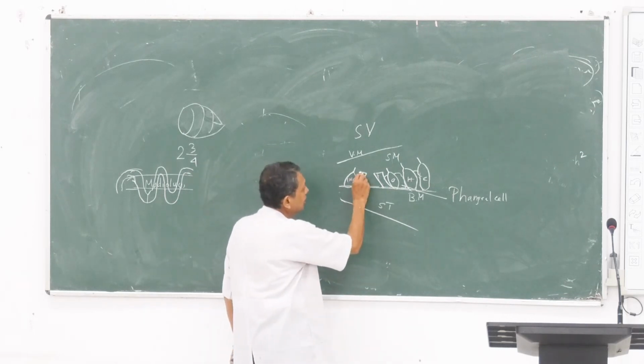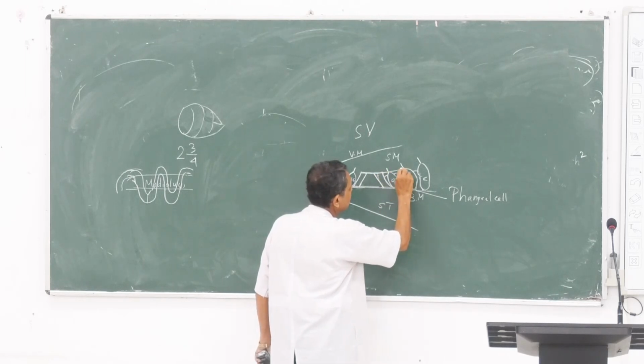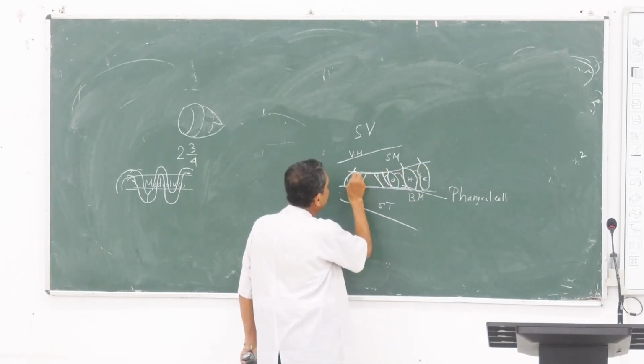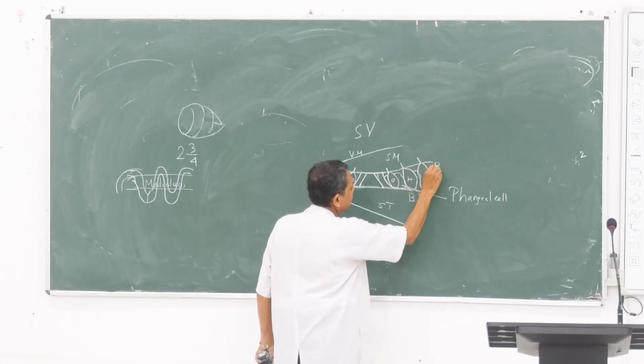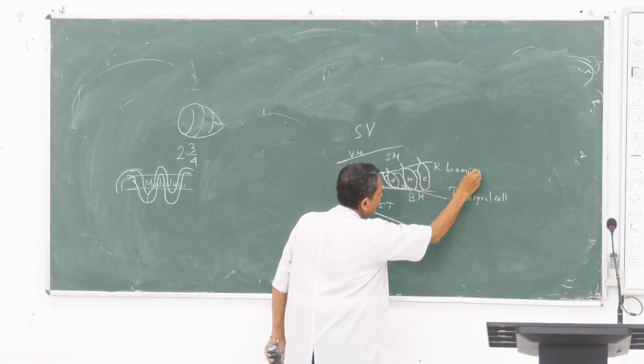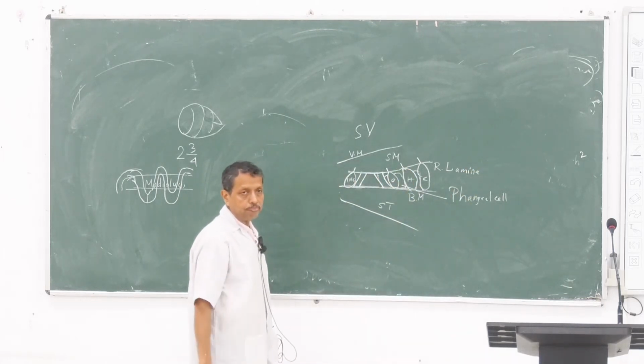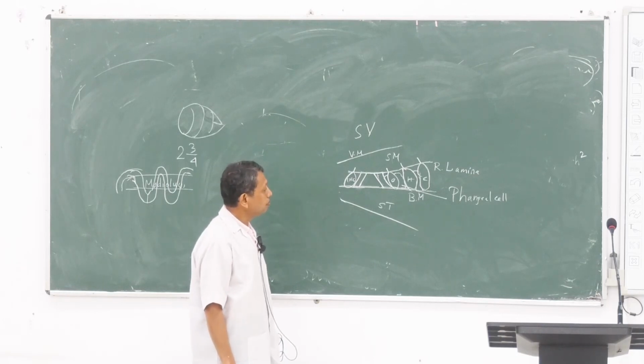And above this is the reticular lamina, the tough reticular lamina, at the upper part of the hair cells. And there is another membrane.